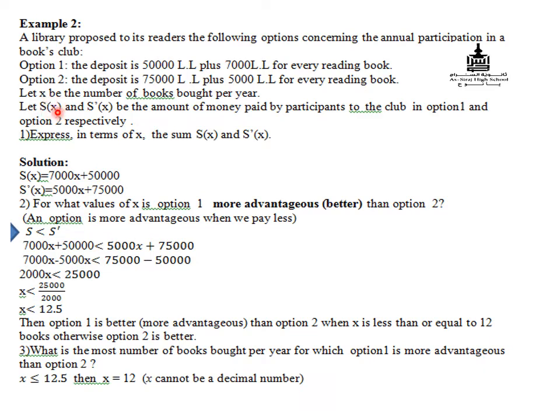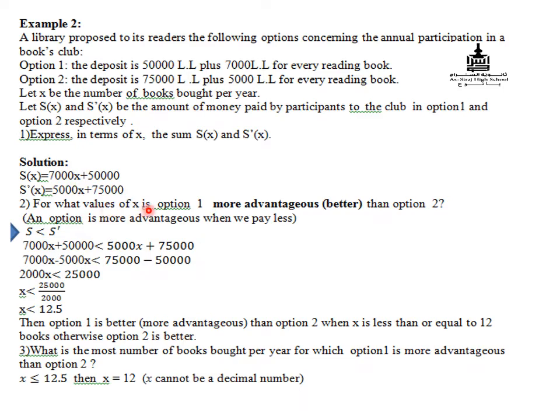of x. For option 2, the deposit is 75,000 Lebanese lira plus 5,000 Lebanese lira for every book, which means if the client chooses option 2, he should pay 75,000 and 5,000 Lebanese lira for every book. So if the number of books is x, the client should pay 75,000 plus 5,000x, which is represented by S prime of x. The question is here.